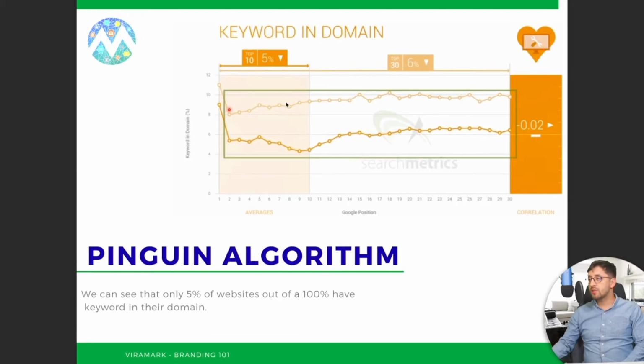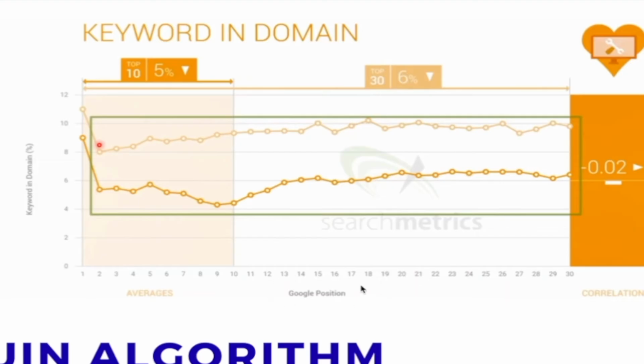This is a chart, you guys. I'm going to explain briefly what it means. In the x-axis we have Google position, and in the y-axis we have keyword in domain. So what this basically means is that only 5% of the top 10 searches in Google had a keyword in their domain, and only 6% of the top 30 searches in Google had a keyword in their domain. So this is right after the Penguin algorithm came out. Everyone just started to change how they decided on their brand name, because it actually affected them hugely when it came to ranking their business in Google.